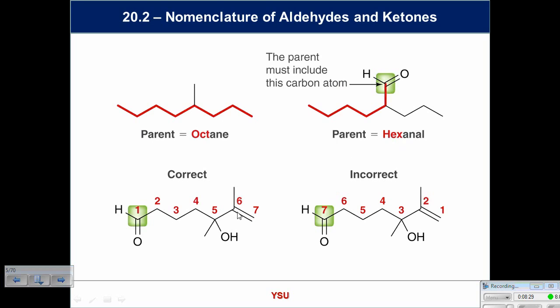Again, be careful with numbers. You want to keep your numbers small. This is a high priority group now. The aldehyde here is going to win, and so it gets number 1. It does not get number 7. Just keep the same sort of sensible ideas rolling, and we should be fine in terms of naming stuff.